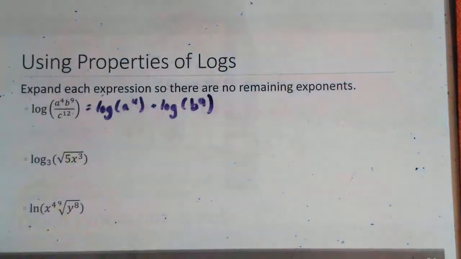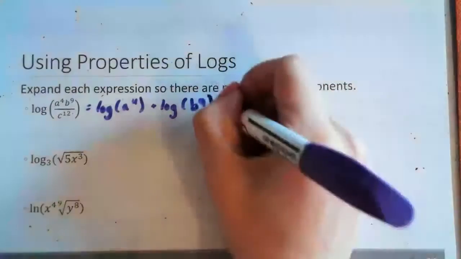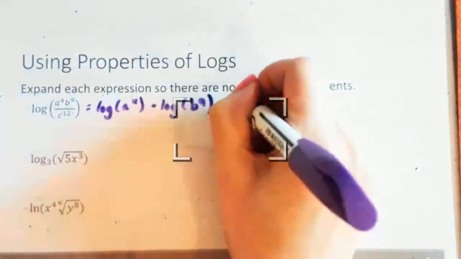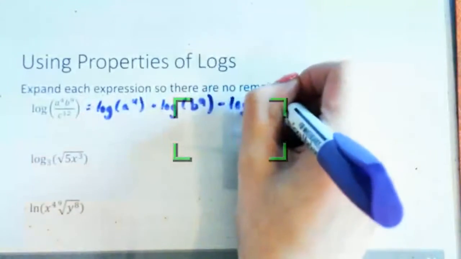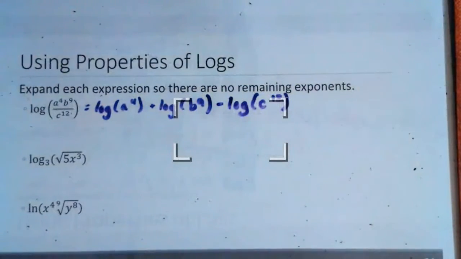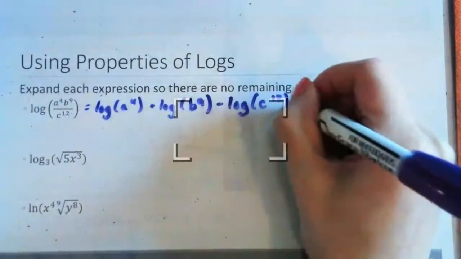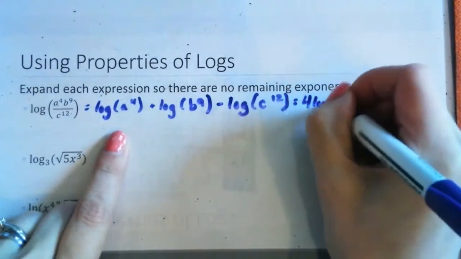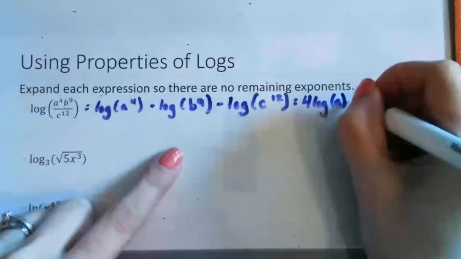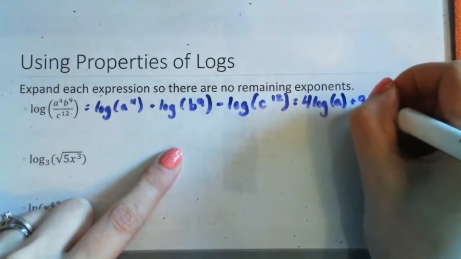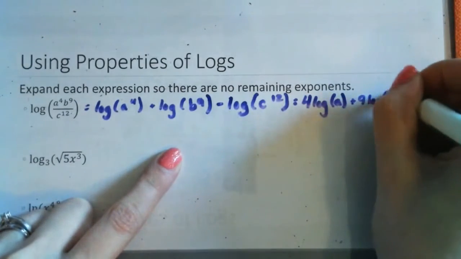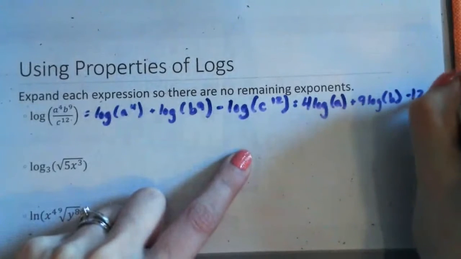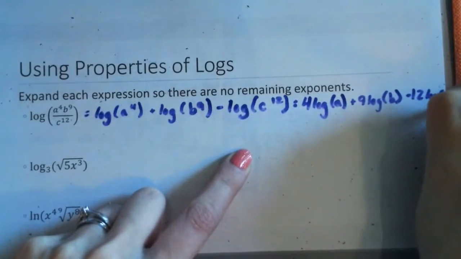But the c to the 12th is in the denominator, which means we're dividing by it. That means I need to subtract the log of c to the 12th. But it doesn't want any exponents remaining, so I'm going to use Amanda's favorite log rule on each of these to write it as 4 log of a plus 9 log of b minus 12 log of c.